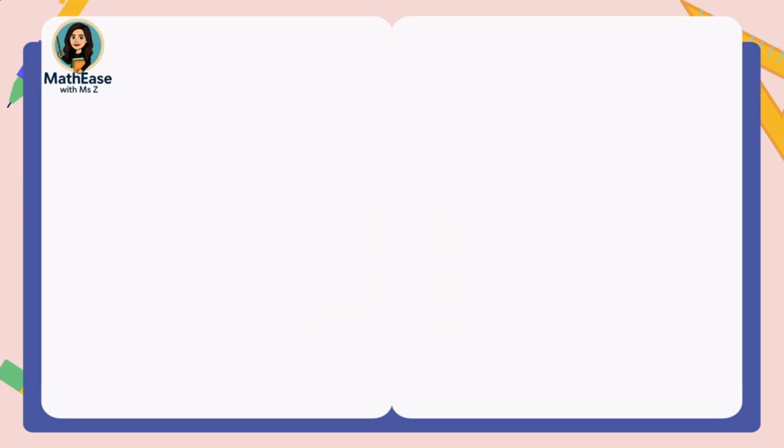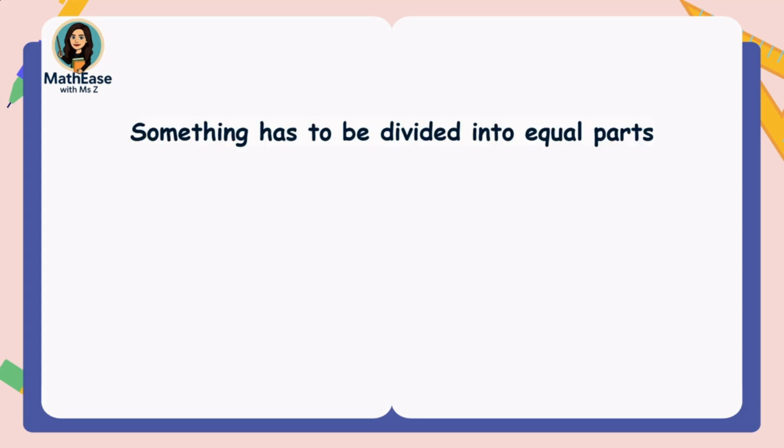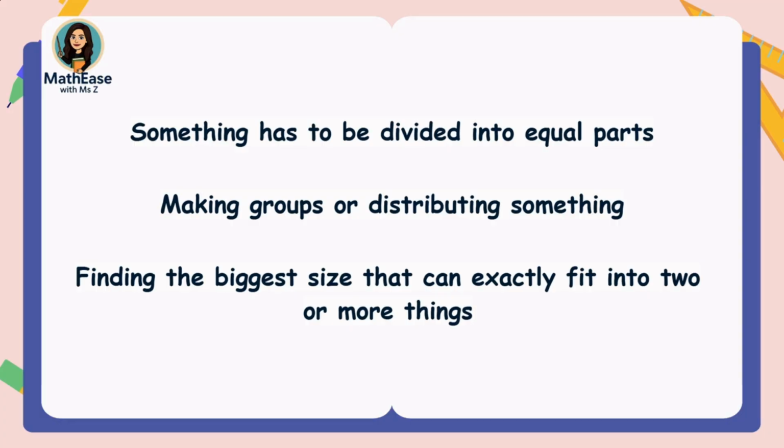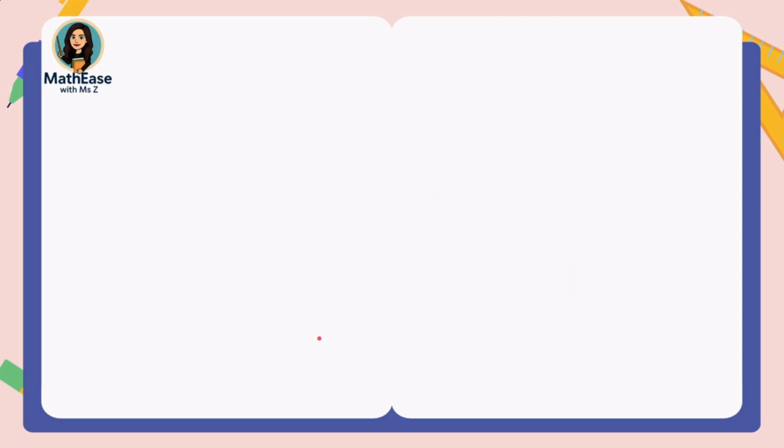We know that it's a HCF problem when something has to be divided into equal parts, or when we need to make groups or distribute something equally, or if we want to find the biggest size that can fit exactly into two or more things. Whenever you see a problem that talks about equal division, grouping, or largest possible size, that's your clue. It's a HCF problem. And now let's solve our first word problem together.